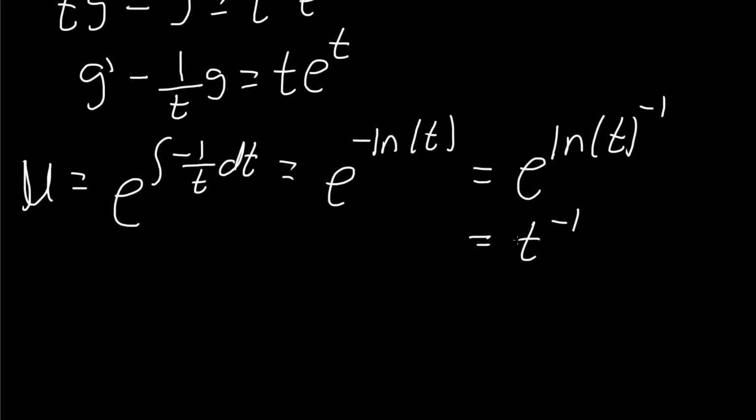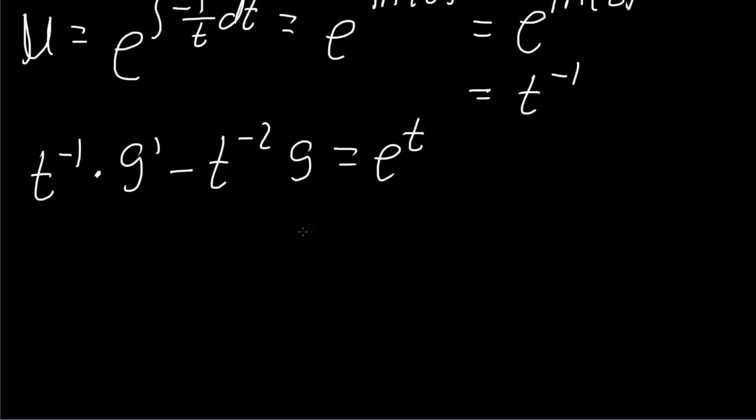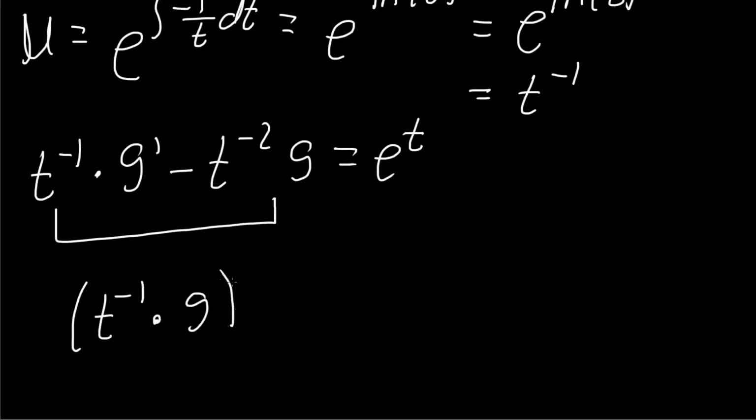We multiply our integrating factor by the standard linear form. So we would get t raised to negative 1 times g prime minus t raised to negative 2 g is equal to e^t. And let me scroll down a little bit. And so this right here is equivalent to t raised to negative 1 times g, but the prime sign now is on the outside, is equal to e^t.